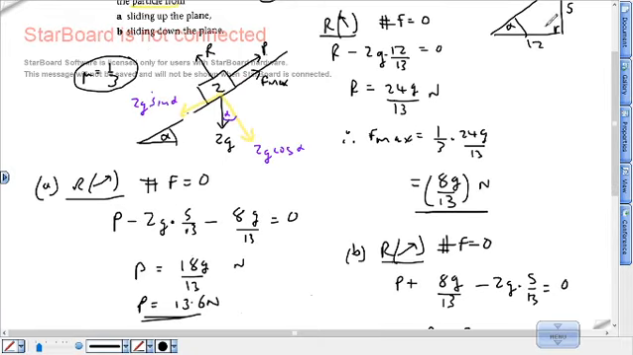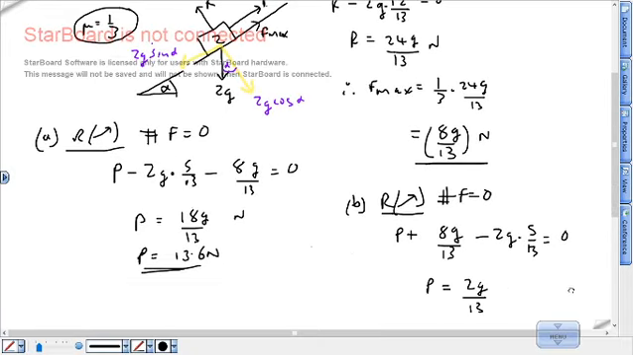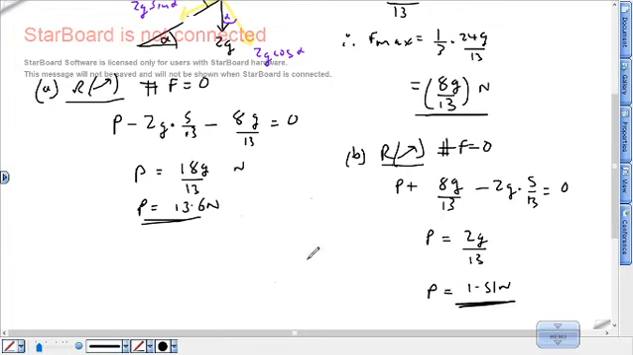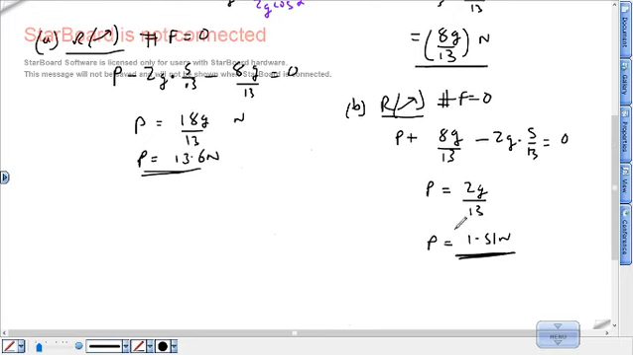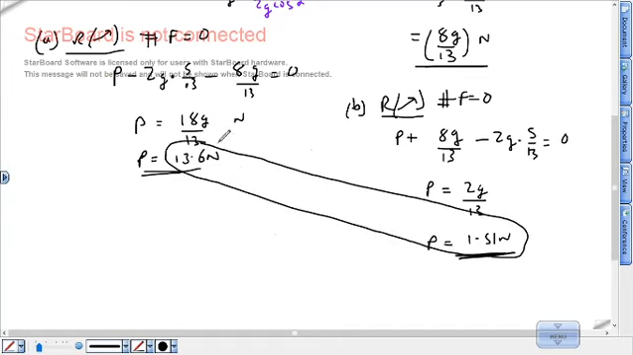2g sin alpha. Sin alpha was 5 over 13. Okay, so that's the maximum. Any less than that, it's going to slide down the plane. Any more than that, it's going to slide up the plane. So that's the range. P can be anywhere between here, and it's not going to move.